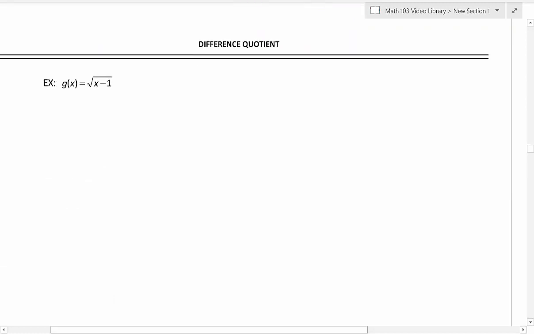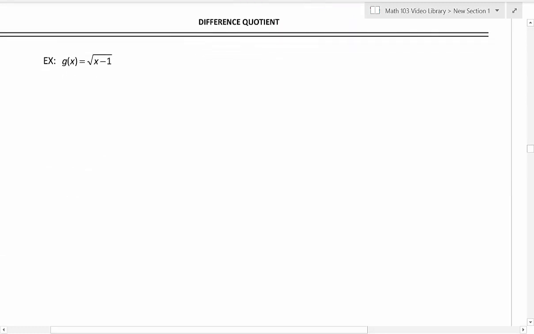Let's look at another example. Let's find the difference quotient of g of x equals the square root of x minus 1. Here our given function is not a polynomial, so I would be comfortable just doing the whole difference quotient at one time.